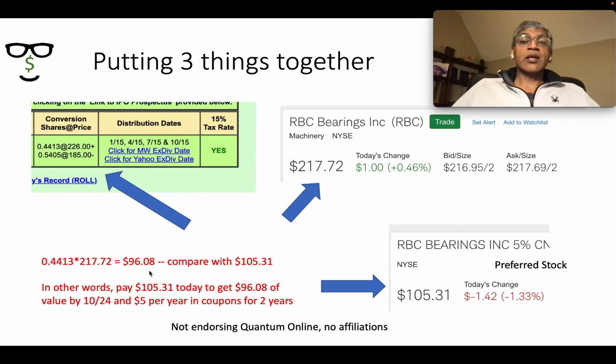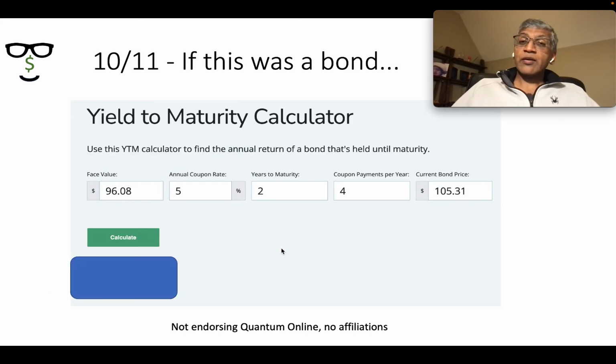the maturity date? And you sit there and go, wait, this looks like a bond. There is an initial value I paid, there is a par value I paid, there is a coupon, and you are correct. If this was a bond, this would be no different than the face value being 96.08. You are buying it at 105.31. You have 2 years to maturity.